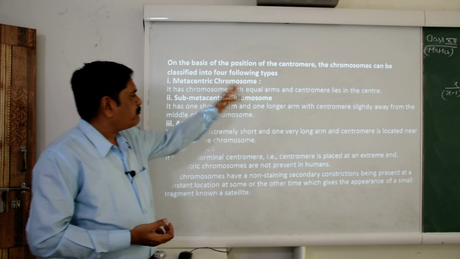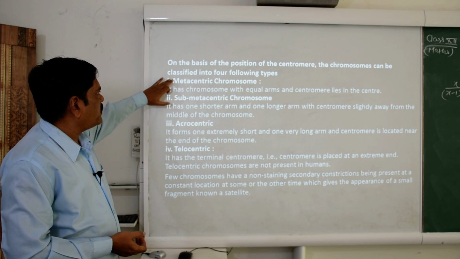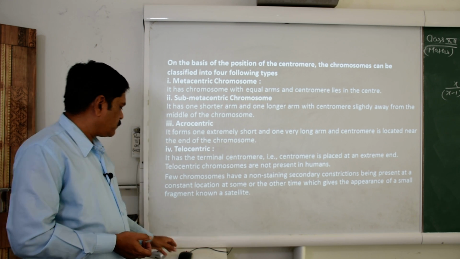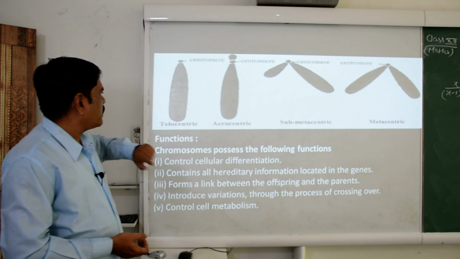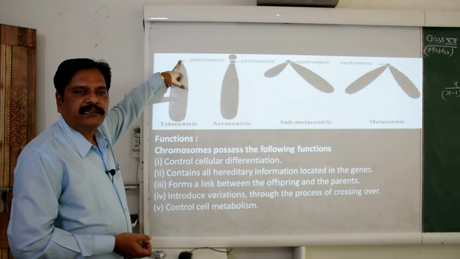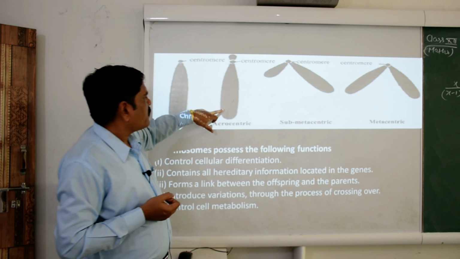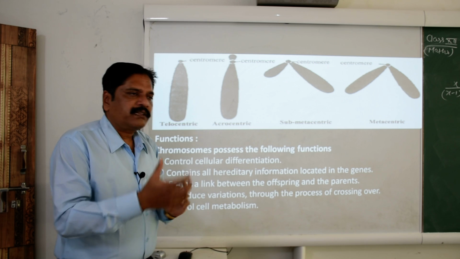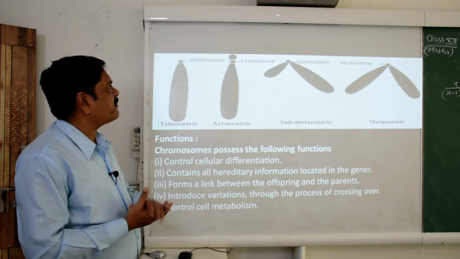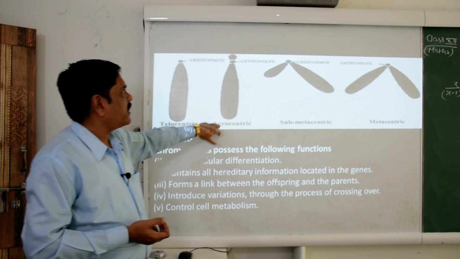On the basis of the position of the centromere, chromosomes are divided into metacentric, submetacentric, acrocentric and telocentric. If you observe this diagram, when the centromere is present at the end of one side and there is only one arm, it is called telocentric. Second is acrocentric, when the centromere is present at the peripheral end and one arm is very short or negligible.